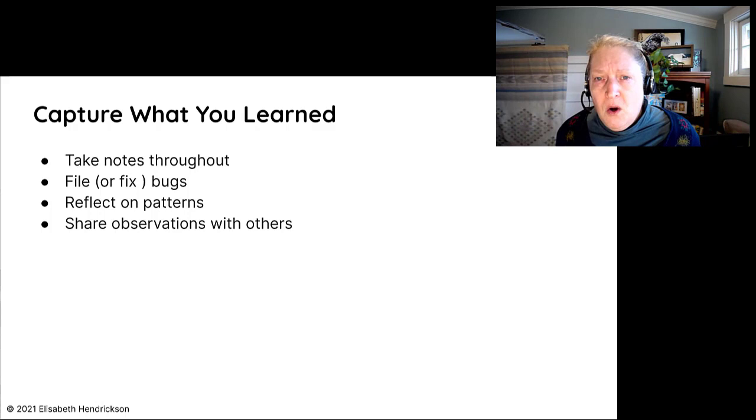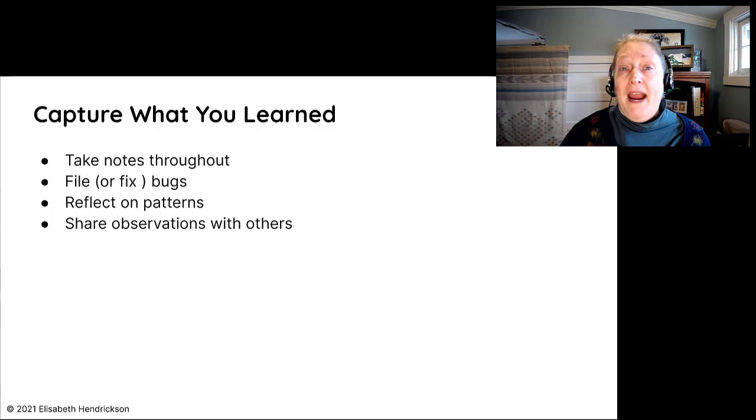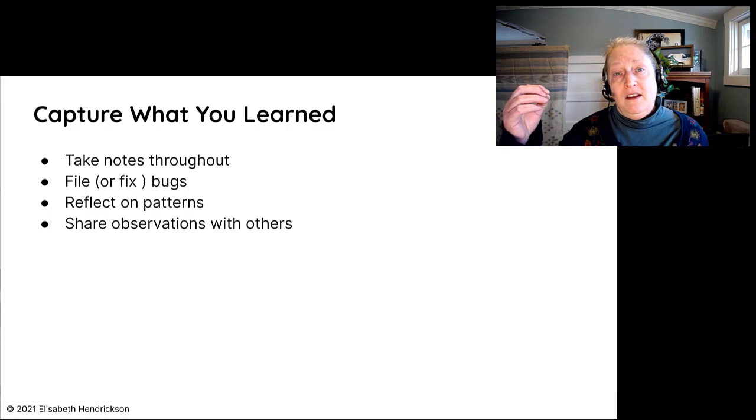So all of these are examples of getting the information that you discovered out, because if you don't get it out of your head, then no one can act on that information. And the value of information is in the actions that people take based on that information. So you want to make sure that if there is something interesting in what you discovered, it gets to somebody who can do something about it.